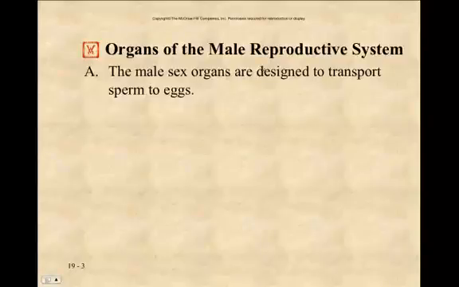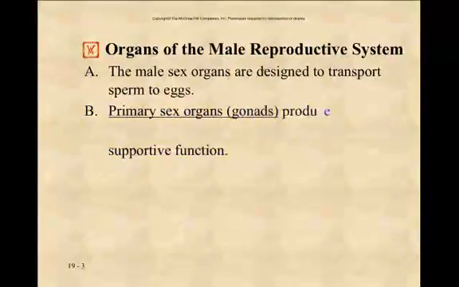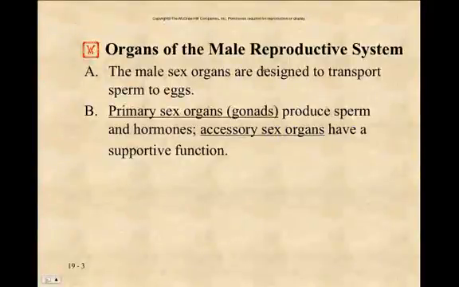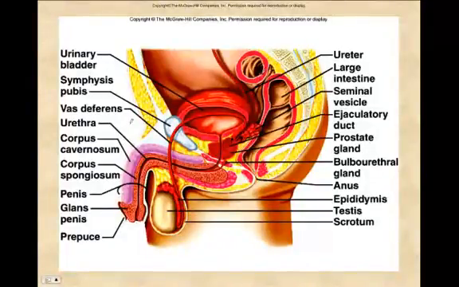Okay, so organs of the male reproductive system. The male sex organs are designed to transport sperm to egg. That's their main function. The primary sex organs, the gonads of the male, are your testes, and they produce the sperm and also certain hormones, especially testosterone. And then we have all these accessory sex organs as well. We'll talk about the prostate gland and the seminal vesicles and the bulbourethral gland and all that. We're going to cover all of these different parts.